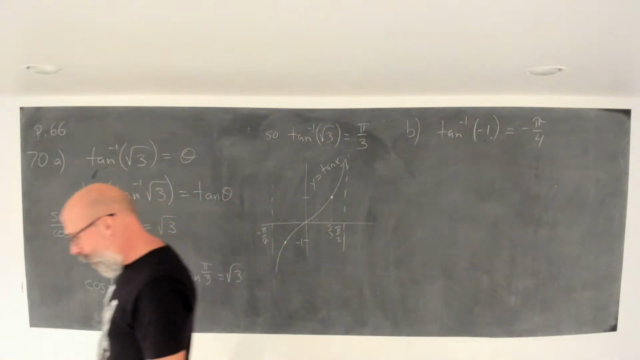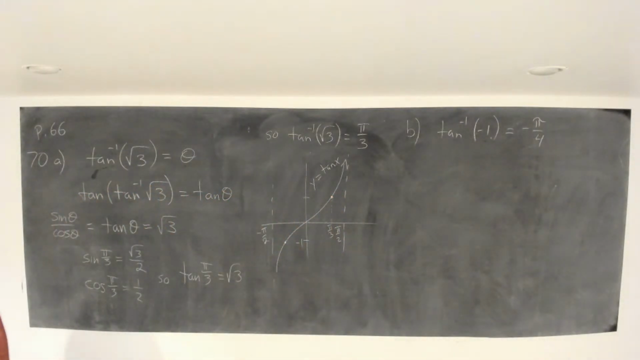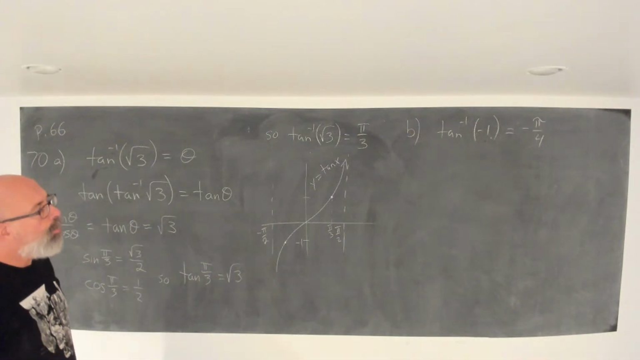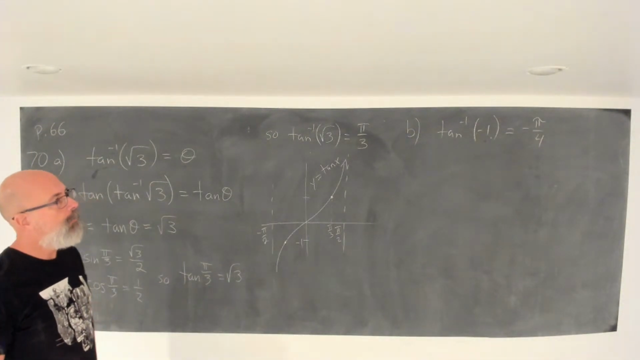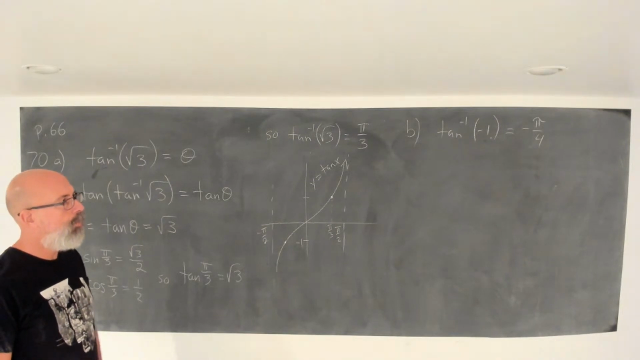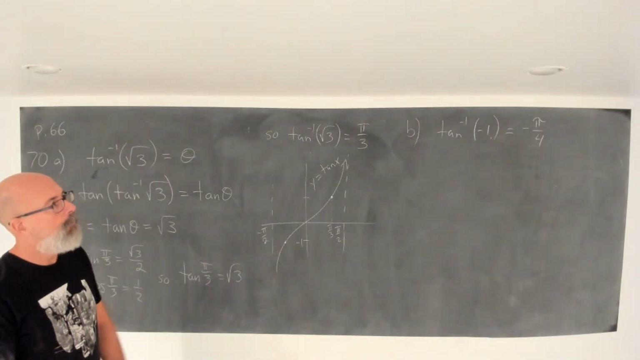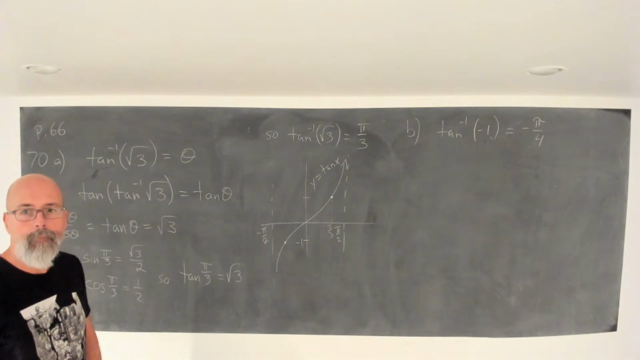Sine of negative pi over 4 is -1 over root 2. Cosine of negative pi over 4 is 1 over root 2. So tangent of negative pi over 4 is -1. Exactly that.